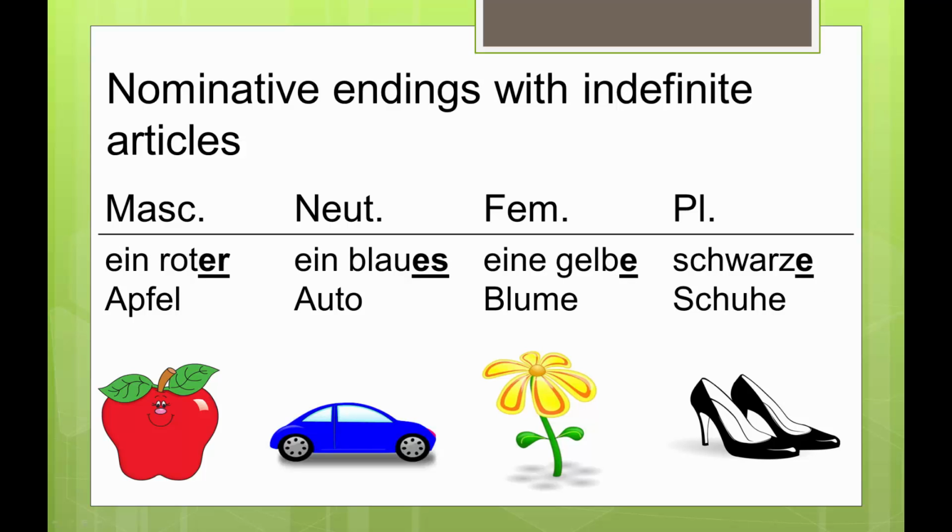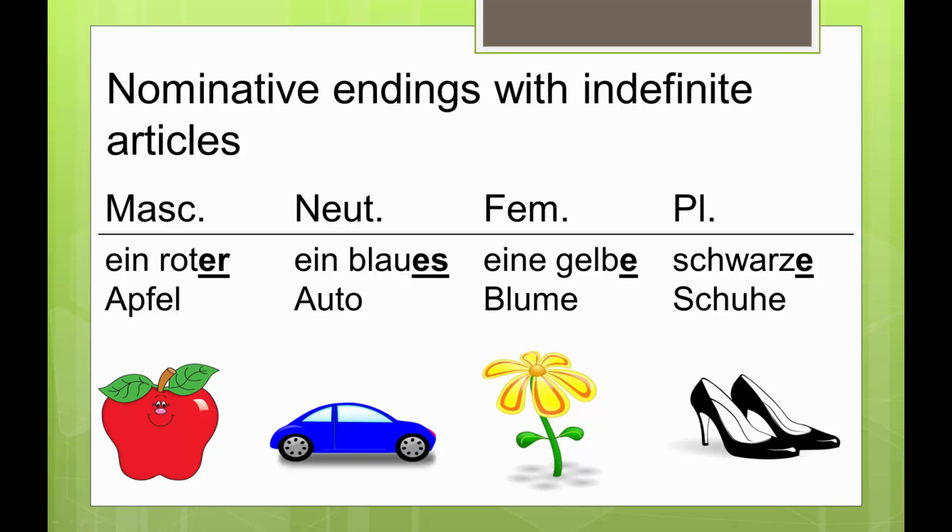Now, this is where it starts to change a little. Nominative endings with indefinite articles. So our indefinite articles for masculine, neuter, and feminine would be ein, ein, and eine. But the ending coming at the end of the adjective gives you a little more information about the gender of the noun. So we have ein roter Apfel, ein blaues Auto, eine gelbe Blume, and simply schwarze Schuhe.